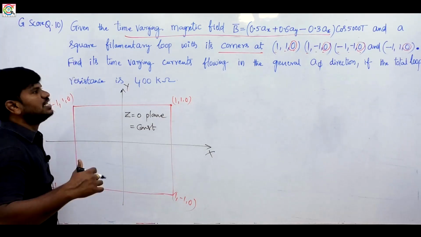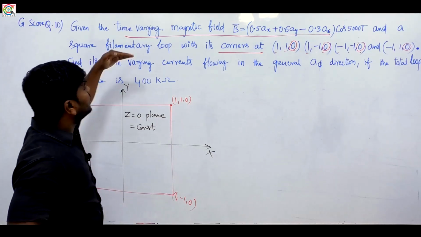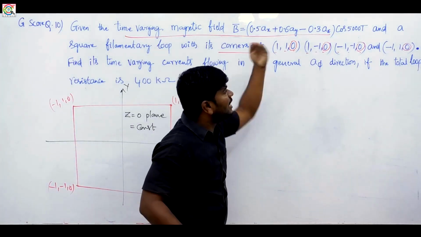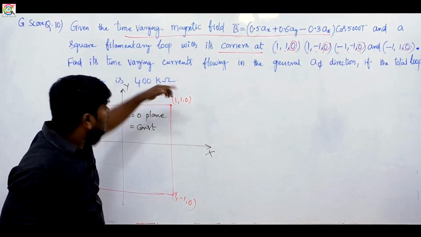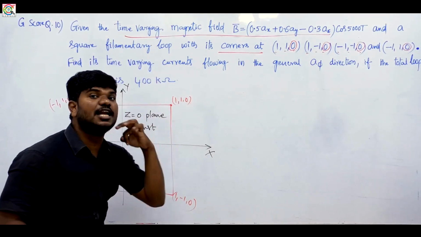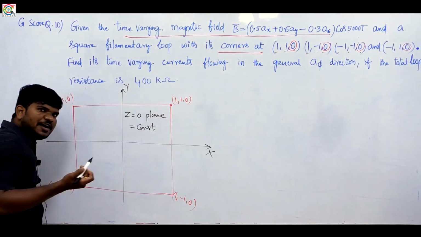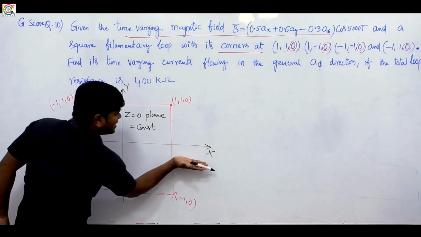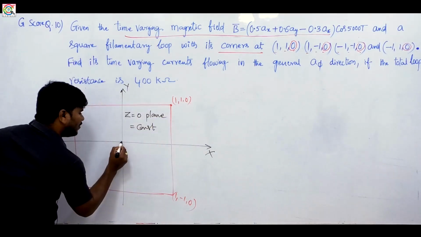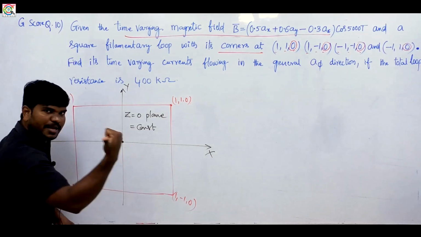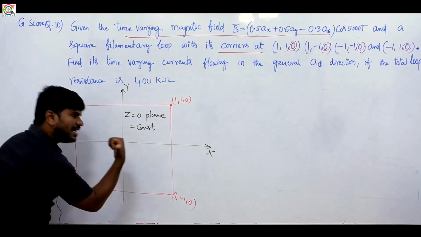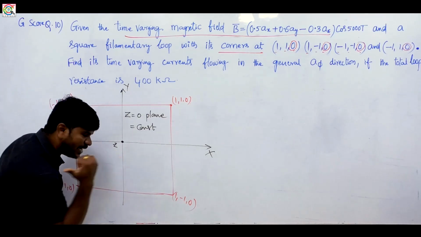So now what is the question actually? You have to find the time varying current flowing in the general a-phi direction. You have to find the time varying current in this loop in the general a-phi direction. So what is the a-phi direction? See, this is X, this is Y. Now what will it be? It will be Z. So that means the Z axis will be outside and inside the board.